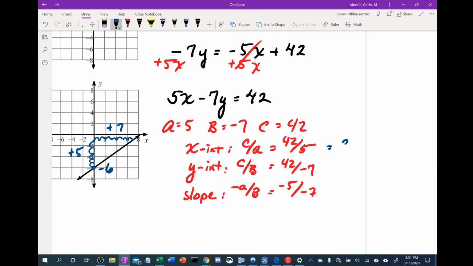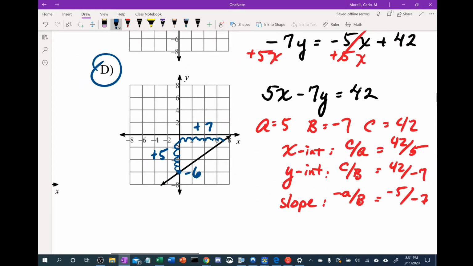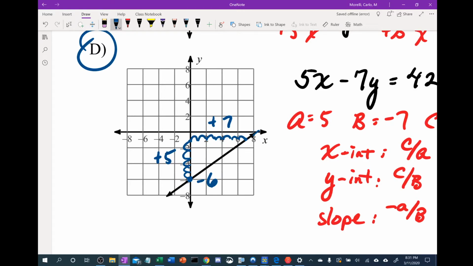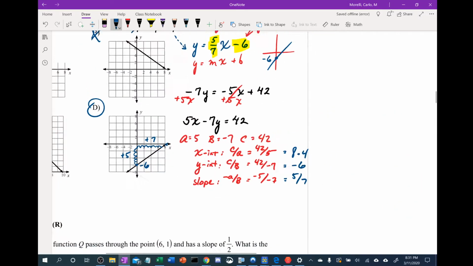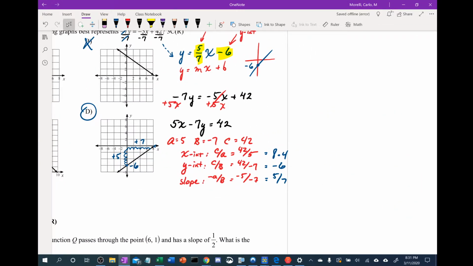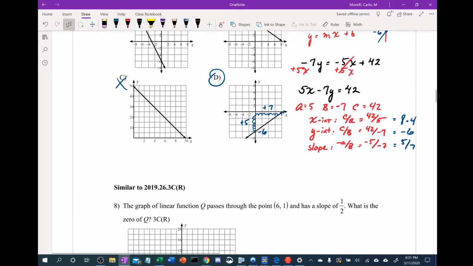So let's see. 5 goes into 42 8 times, 8 and 2/5. What is that? 8.4. And then 42 divided by -7 is -6. And then this is 5 over 7. So let's make sure that this actually looks like it crosses at 8.4. If you look in real close here, it does kind of go beyond 8. Looks like it would cross past 8. So that's another way of getting the answer using the standard form tricks. That's really cool. I like that.